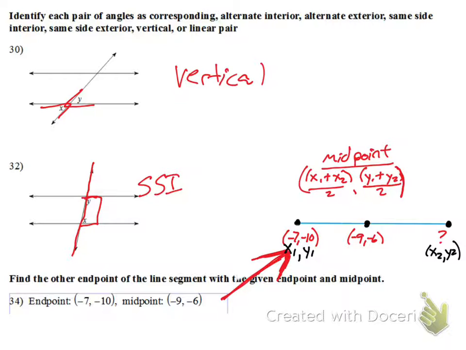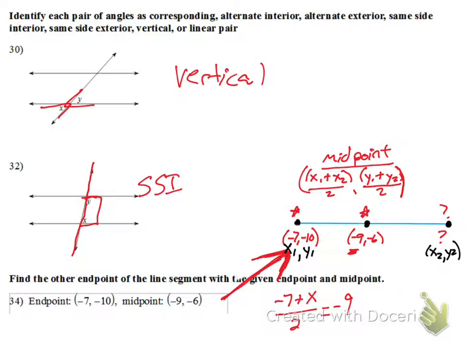All right, and then for 34, I drew it to the right here, and I gave you an equation. This is just how I would solve it. Find the other end of the line segment with the given endpoint and midpoint. So I'm given this endpoint, and then I'm given this midpoint, and I'm looking for the other endpoint. So what I need to do is just plug this in. Let's take the x's first. I would do -7 plus x2, divided by 2, is going to give me, right here, -9.